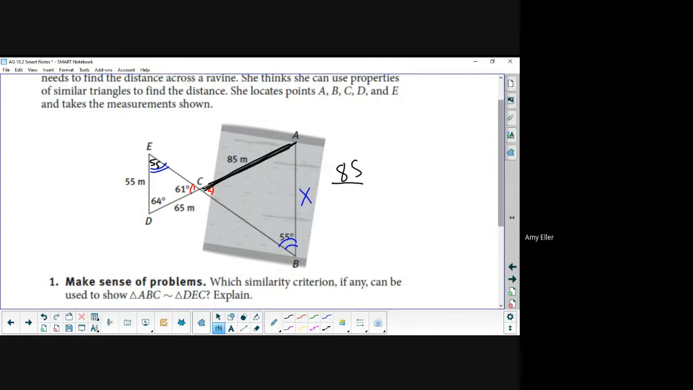Is that this one? No. Is that this one? Yes. 65 is next to the red vertical angle and the angle that's not marked. So 85 is in the same place as 65. Write that down.